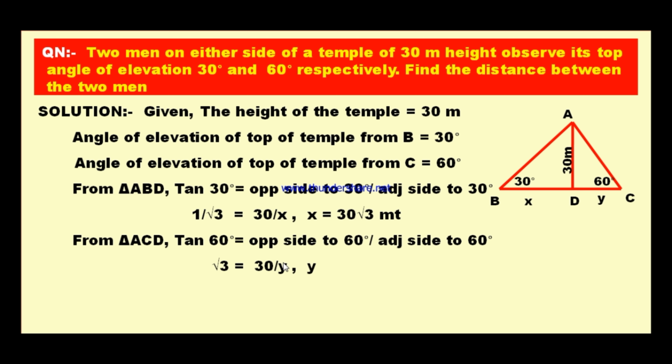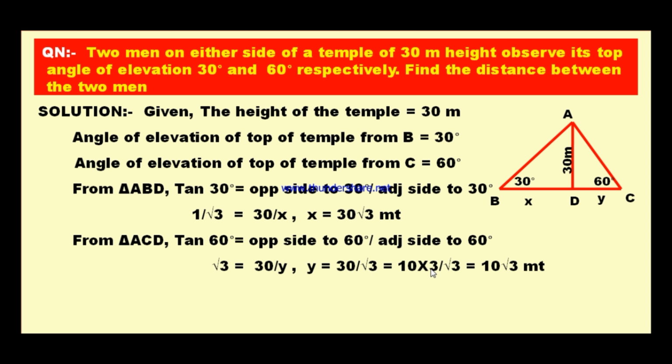Substitute the known values. Tan 60 degrees is root 3. The opposite side to 60 degrees is 30, and the adjacent side to 60 degrees is y. Therefore root 3 is equal to 30 by y. Or take this y to the other side and root 3 to this side. Then y is equal to 30 by root 3.